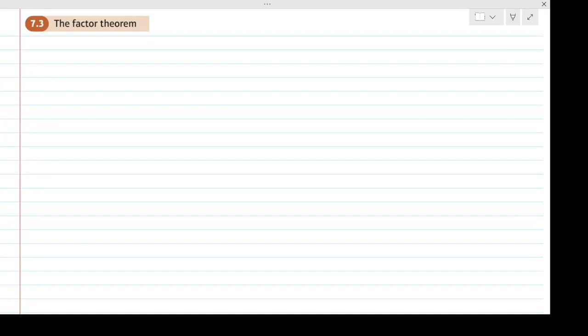So in this section, we're going to look at something called the factor theorem. Okay, so you would have seen it at GCSE and before that and earlier on in the course.